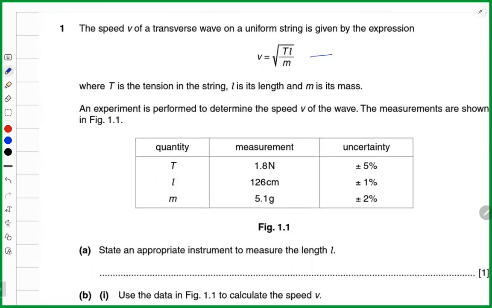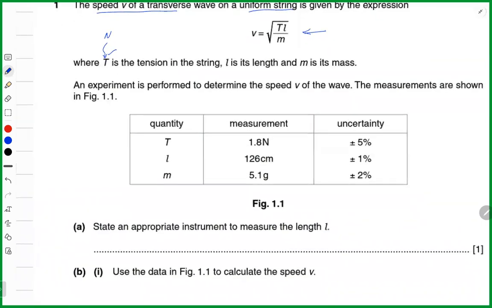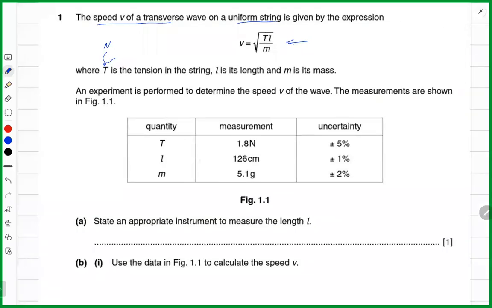In this case, he is giving you an equation for the speed of a transverse wave in a uniform string. T is the tension in the string. T is tension, so it is a force in newtons. L is the length and m is its mass. An experiment is performed to determine the speed v of the wave. The measurements are shown in the table. Tension is 1.8, length is 126 centimeters, mass is 5.1 gram, and then uncertainties.